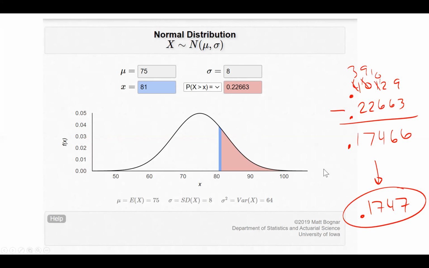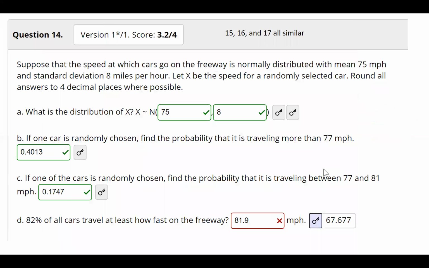All right, we good there. Let's jump to the last one now. So this one's a little going backwards here. So let's talk about this here. So far we've been getting the percentage. These guys are all percentages right here. So that's 40%, that's 17.47%. This one tells you I want to go backwards.